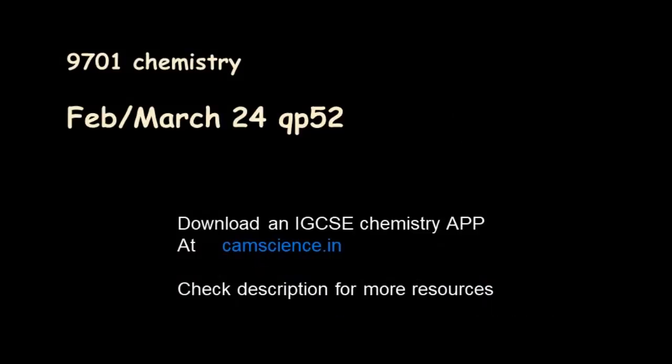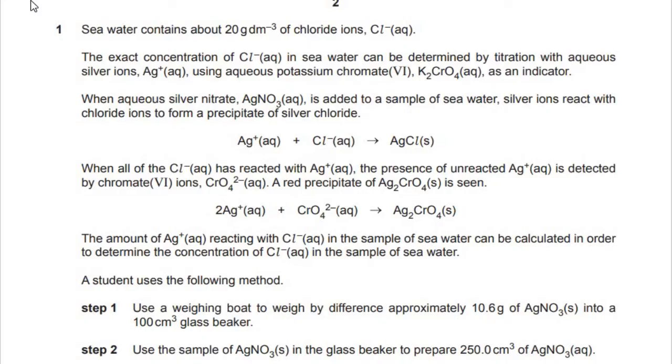In this video, we are going to discuss 9701 Chemistry A Levels question paper 52 of the examination series Feb-March 2024. So let's start with question 1 here. It says seawater contains about 20 gram per dm cube of chloride ions.